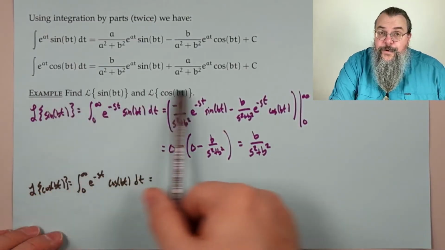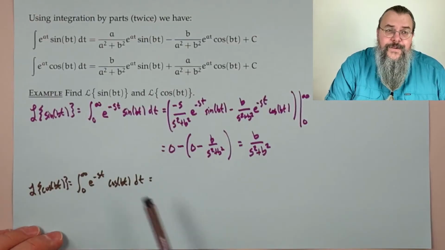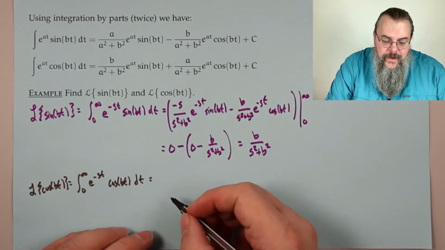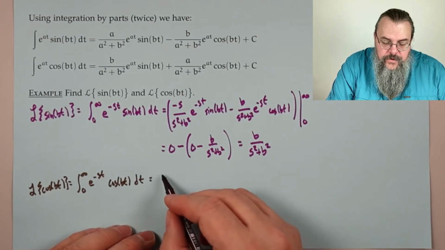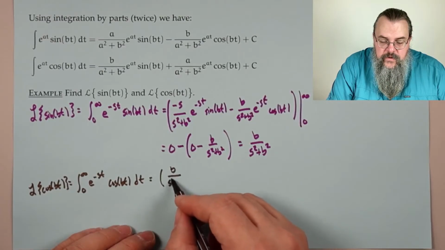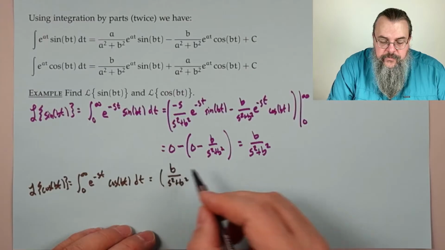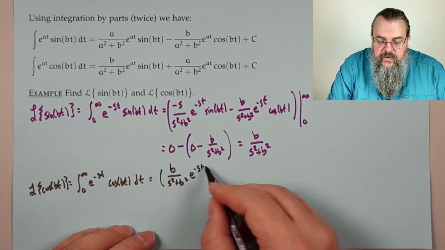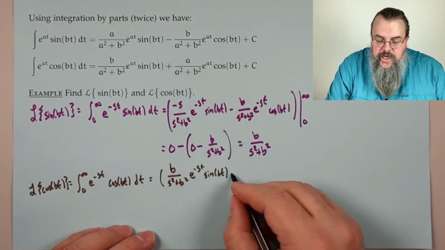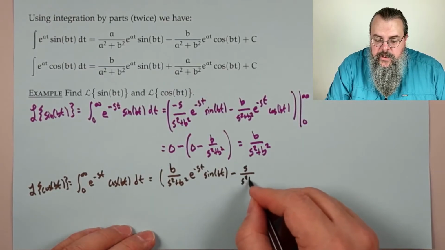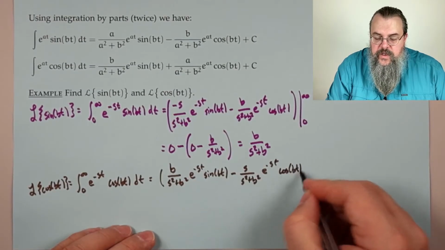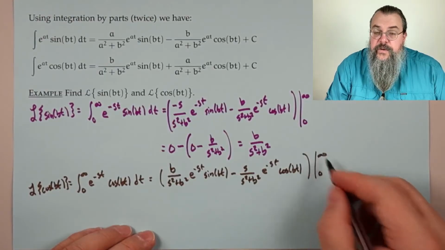So we use our formula, but everywhere you see an a, for example over there, put in minus s. All right, so that would be equal to b over s squared plus b squared, e to the minus st sine bt, and then minus s over s squared plus b squared, e to the minus st cosine bt, from 0 to infinity.